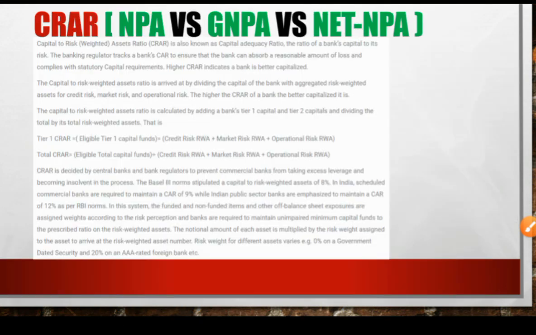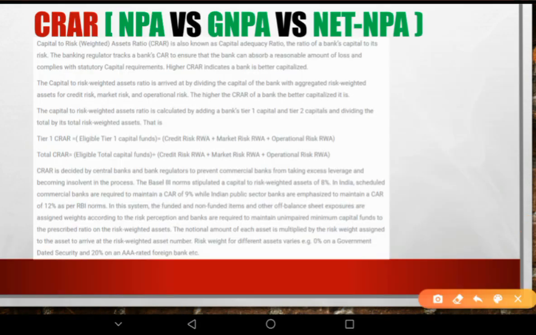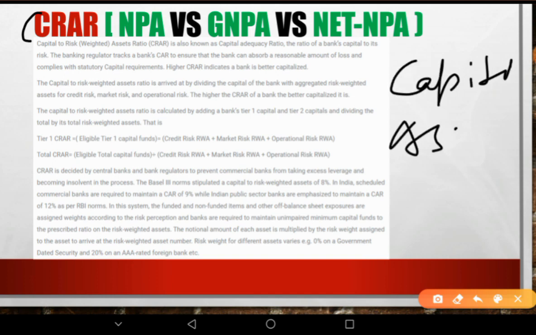And this is again CRAR. So in PCR we have seen that we are keeping some money for the coverage. CRAR is also similar, but here we keep, as the definition also mentions, capital to risk weighted ratio. So we keep capital, assets and compare it with liabilities. Here you can see tier 1 CRAR, total CRAR. So here capital fund, RWA and operational risk, everything is captured, and then only we call it CRAR.